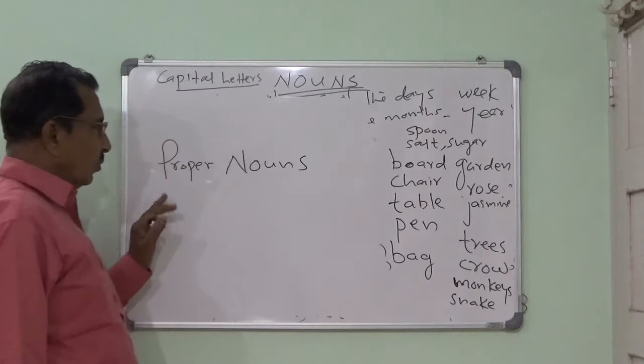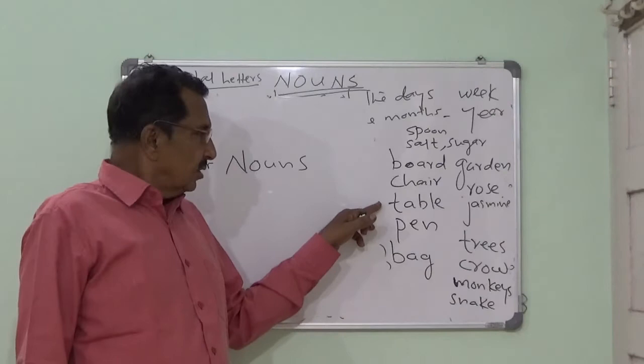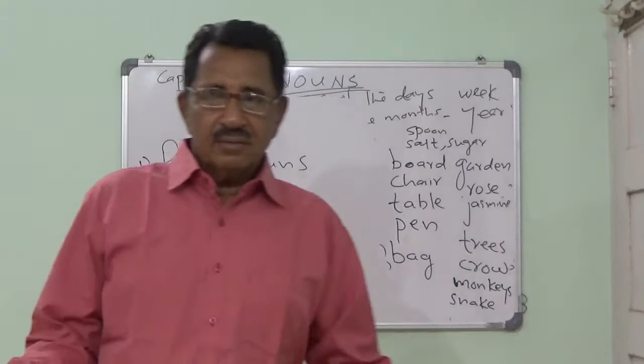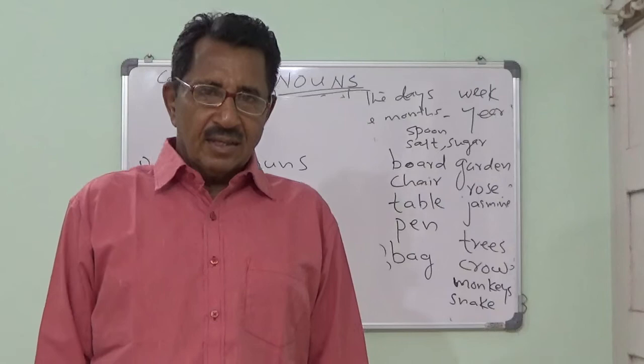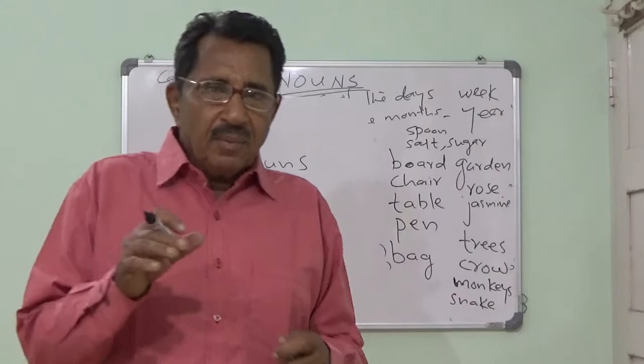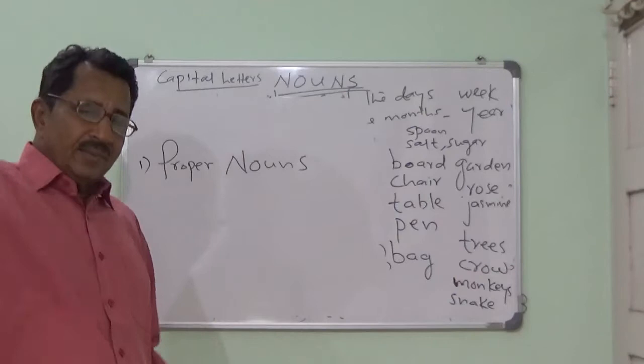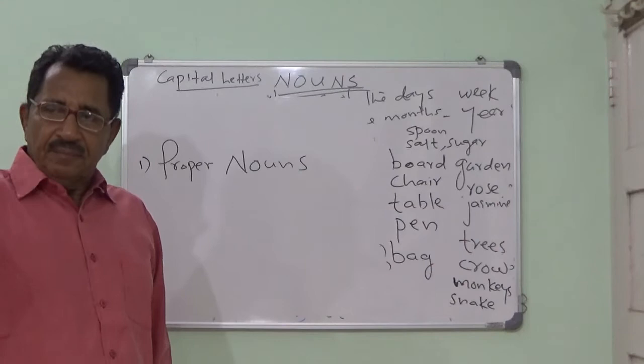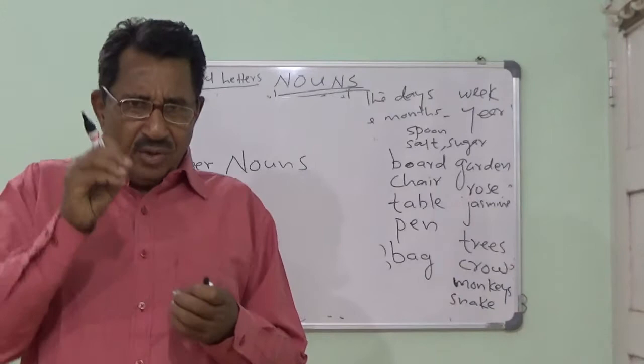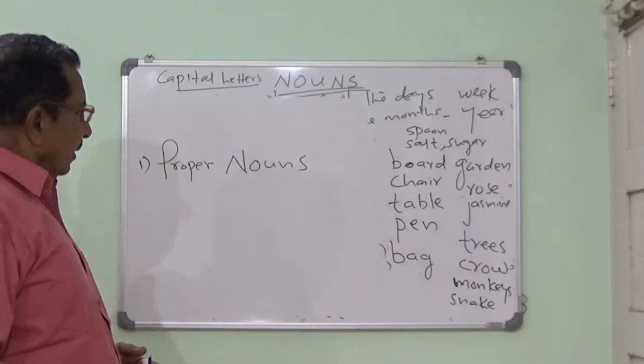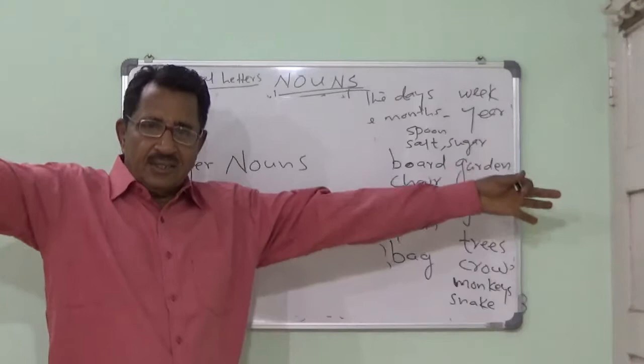One is proper noun. But about this, see, written in small letters: table, pen, bag. Bag, you can think of any bag. Table, it can be any table. Table is a name given to all tables, you can say. You can say this table, that table, long table, short table, small table, big table, dining table, all these are tables. Or you can say trees. It's not a particular tree, but all the trees, any tree.